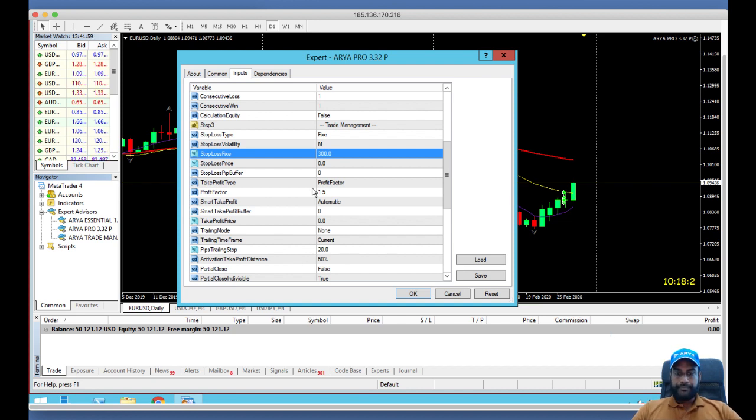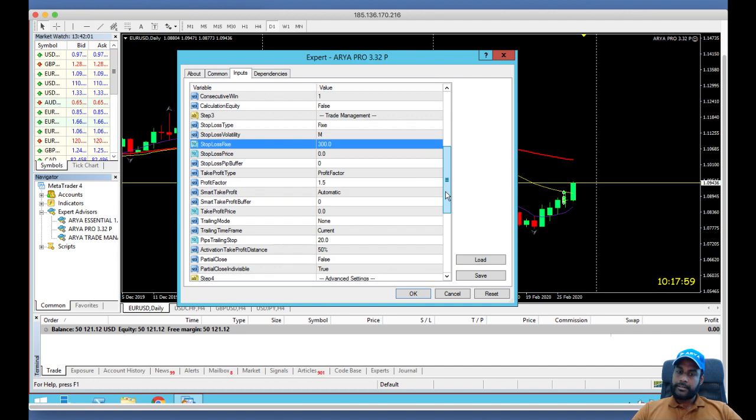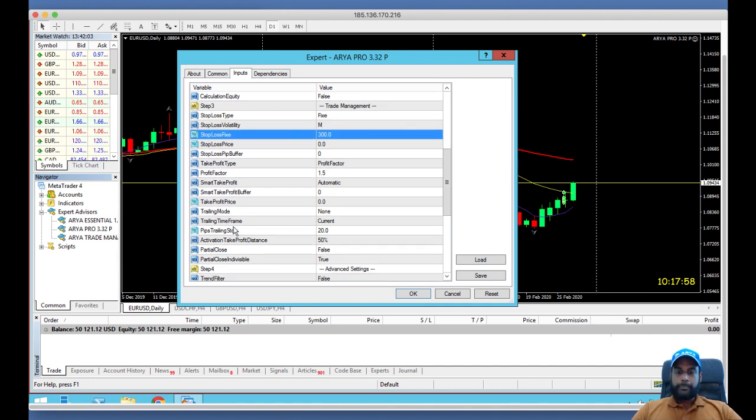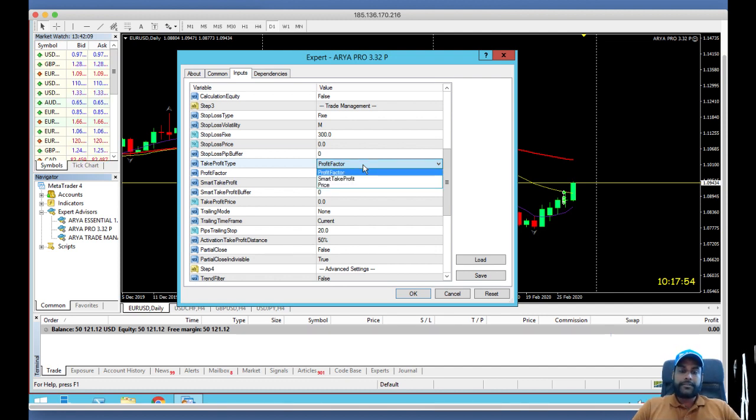It's up to you. Now it's also one of the parts I love the most. It's when you select your take profit type. So you have different take profit types. The first one is the profit factor, and this is the one I will use in that example.